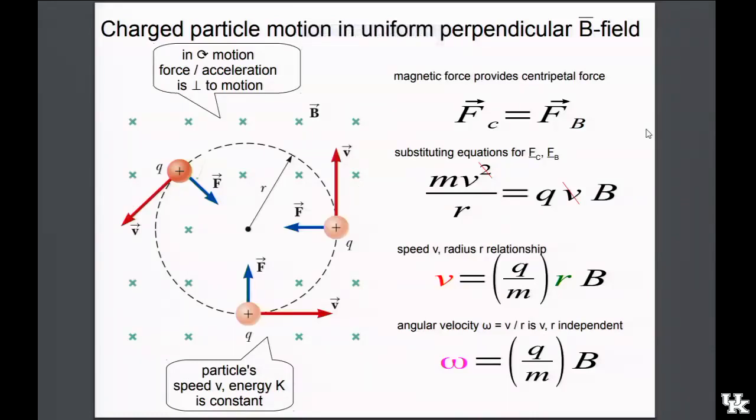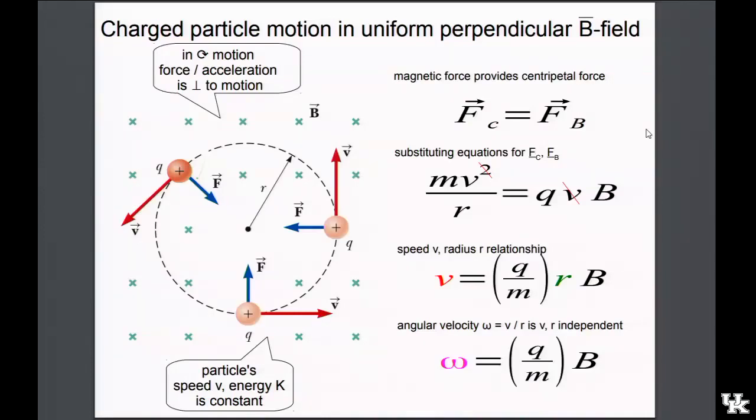Okay. So here we're going to show that if we were able to put those electrons or charged particles in a uniform magnetic field, we'd actually create a perfect circular motion of those charged particles. So over here on the left is the sketch of that circular motion. And over here on the right, I'm calculating the features of that circular motion.